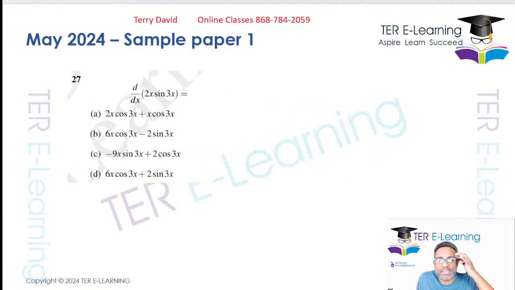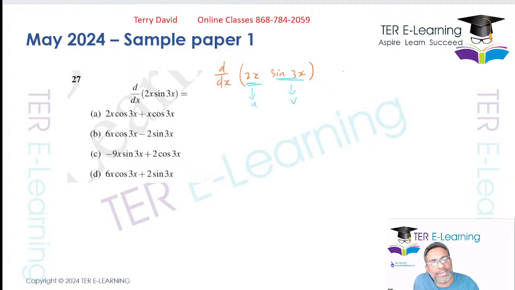Alright, so that's 26. Question 27, we have a differential again. You want to differentiate 2x sine 3x. When you have a question like this, we are going to use our product rule because I can identify clearly two functions here. This is your u, this is your v. The formula we're using here is d on dx of uv is going to be u dv dx plus v du dx.